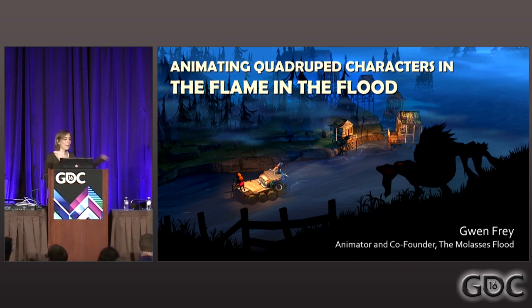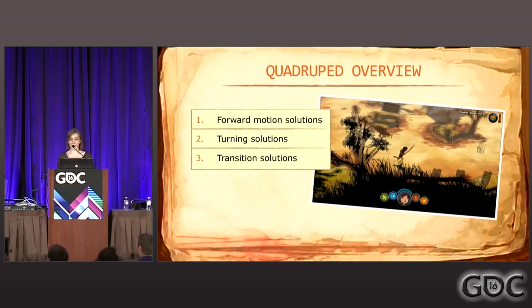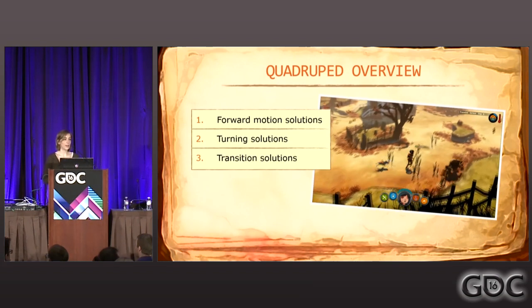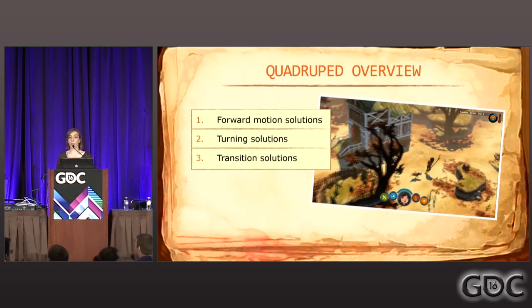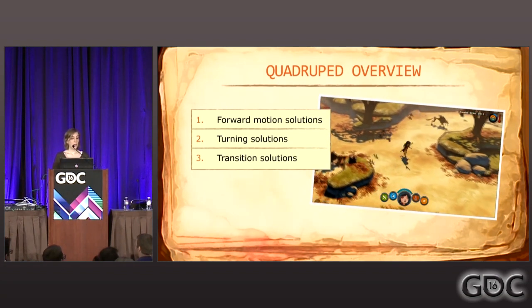Anyway, so The Flame and the Flood was very unique. This was a game where most of the characters I was animating were not humanoids, they're not bipeds. Most of the characters I was working on were quadrupeds. They're animals with 4 legs to worry about. And I found that traditional biped animation techniques just didn't work very well for quadruped characters. I found that quadrupeds present unique problems that we needed to solve.